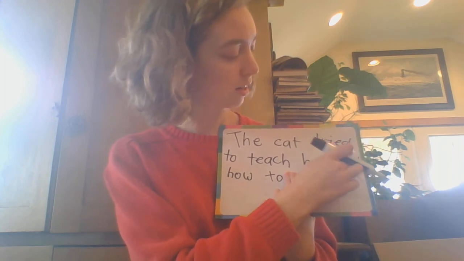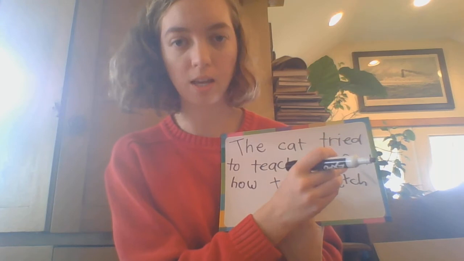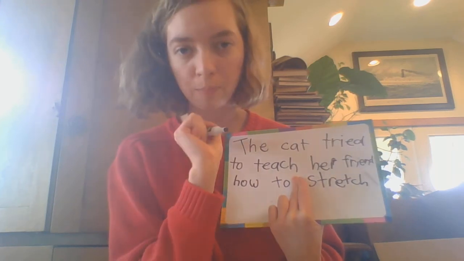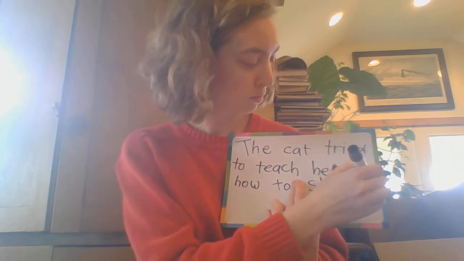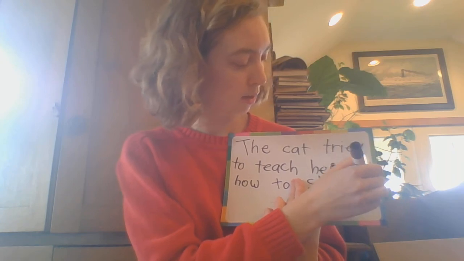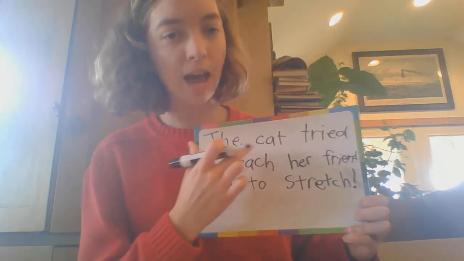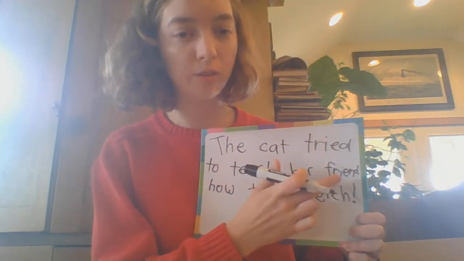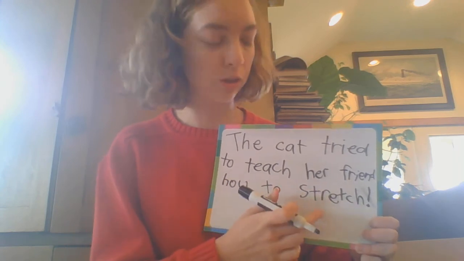And then this is another sentence that I just think is so exciting. So instead of putting a little period there, I'm making an exclamation point. I'm making it as exciting as possible. So I'm rereading what I wrote to see what I can write neater, because again, I wrote it upside down and that's not how we're supposed to write. Okay, I think that this is good. Let's read it together. The cat tried to teach her friend how to stretch.